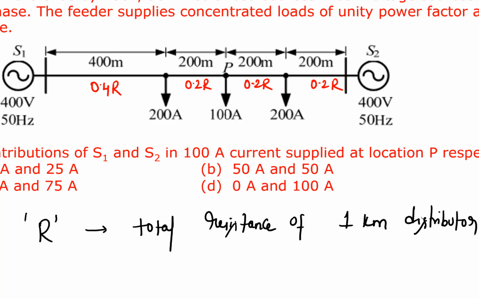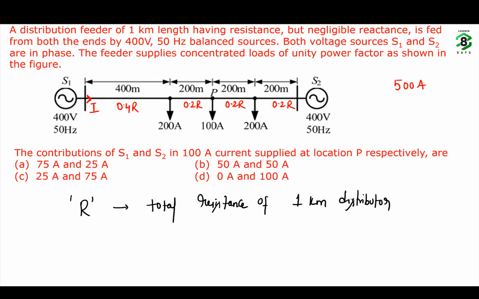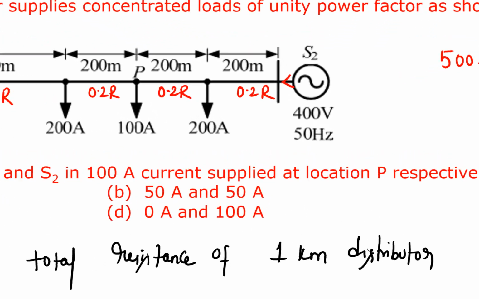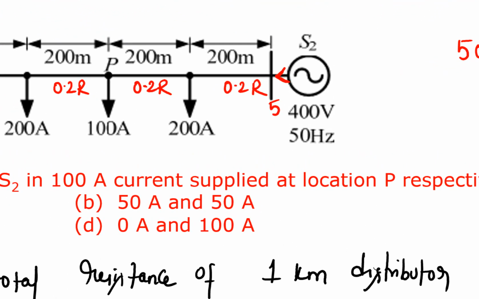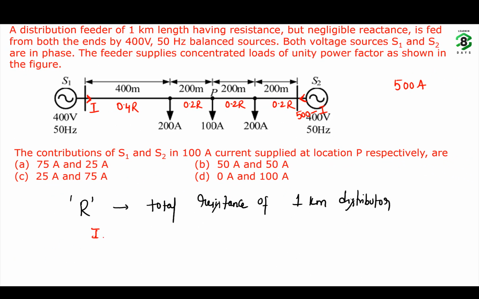Second point, let I be the current supplied by source 1. So the current that is flowing from source 1, let us call it I. Now what is the total load on the distributor? Total load is the sum of three currents. It is 500 ampere. Then how much will be the current supplied by source S2? Current supplied by source S2 will become 500 minus I.